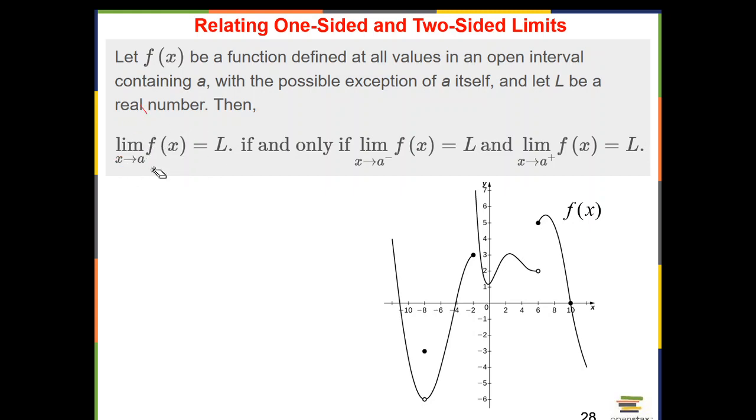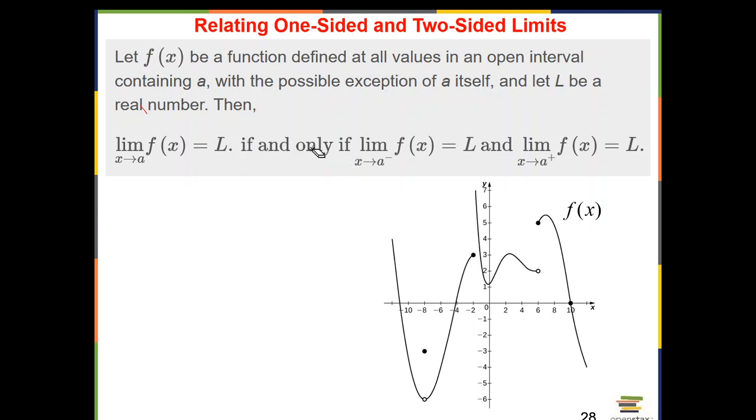This is a two-sided limit, and these are one-sided limits. So, if the one-sided limit from the left and from the right are the same, they exist and they're the same, then we say that the two-sided limit equals that number.